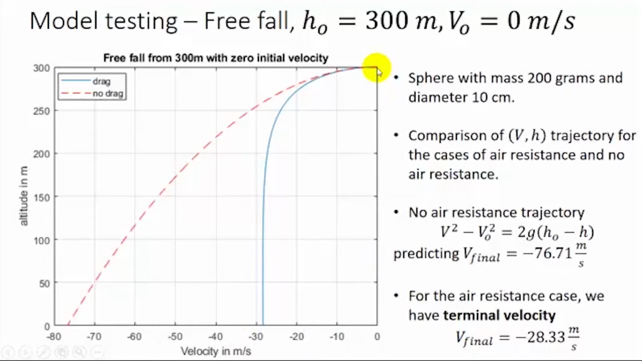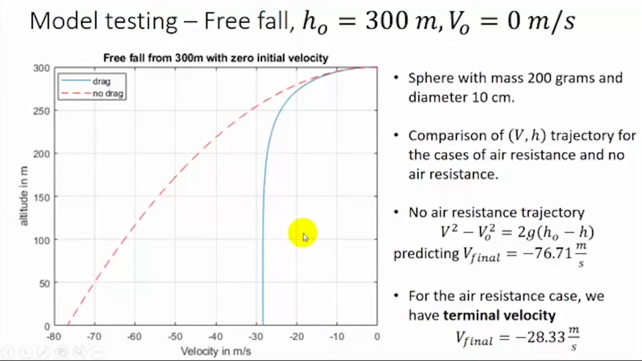So the ball starts with 0 velocity at this point here and altitude 300 meters, and as time progresses, the trajectory of the ball is changing until the altitude is reduced to 0, at which point the simulation stops because the ball reaches the ground, and then in this case the ball has a certain velocity. Obviously, for both cases the velocity is negative because the ball is pointing downwards towards the ground.